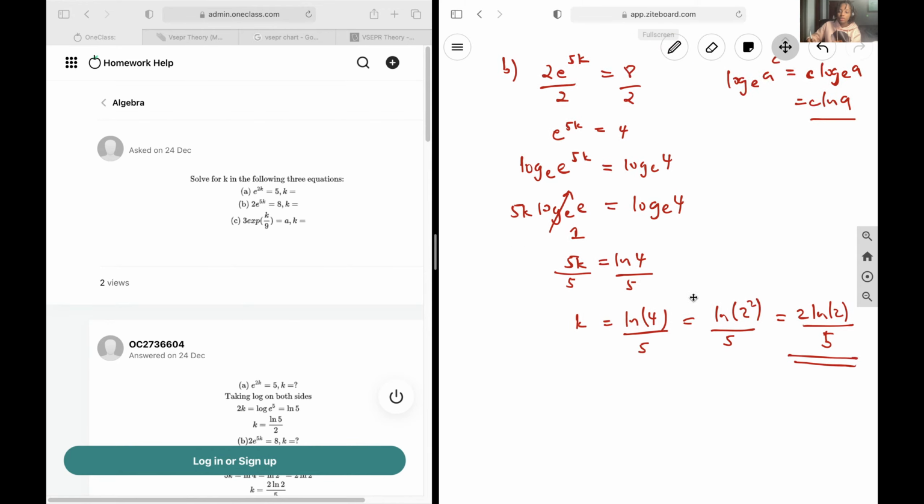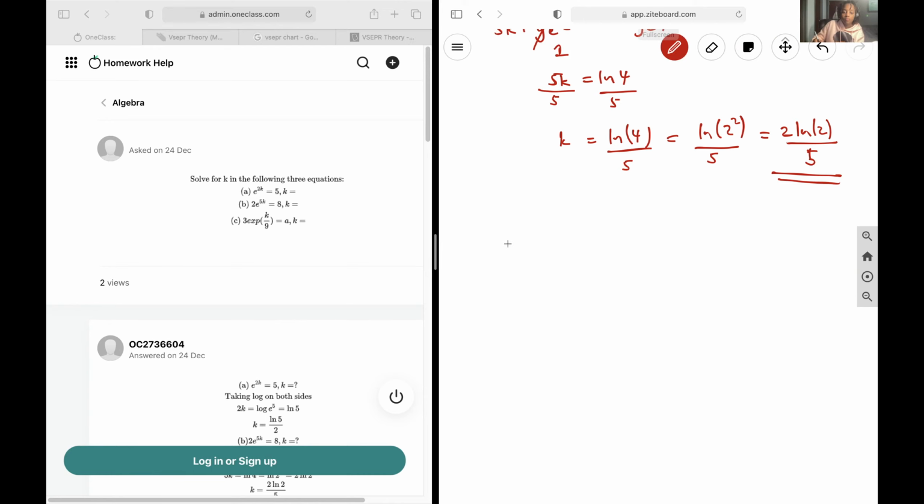For our last part of this question, we have 3 e to the power of k over 9 is equal to a. Just be careful with this so we don't get confused. Let's rewrite that as 3 e to the power of k over 9 is going to be equal to a. Divide out the 3 on both sides as we did in part B. So e to the power of k over 9 is equal to a over 3.